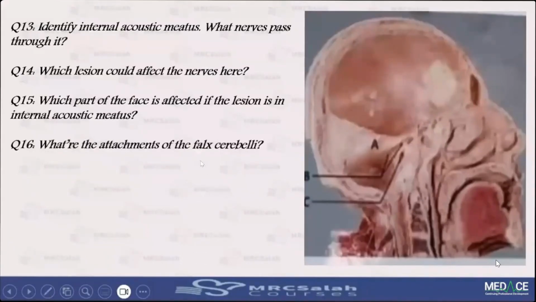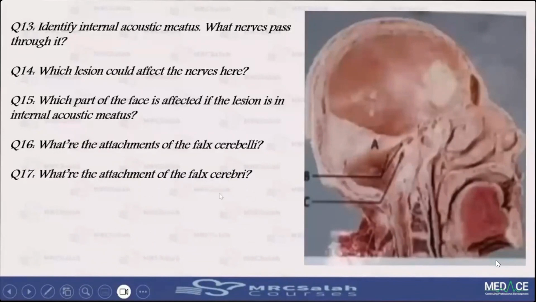What are the attachments of the falx cerebelli? Falx cerebelli, it would be the internal occipital crest and the internal occipital protuberance. Yeah. Continue. I'm waiting for you. I'm not sure exactly. Extending posteriorly from the occipital bone, anteriorly to the ethmoid bone. Yeah, to the area of insertion of the tentorium cerebelli.